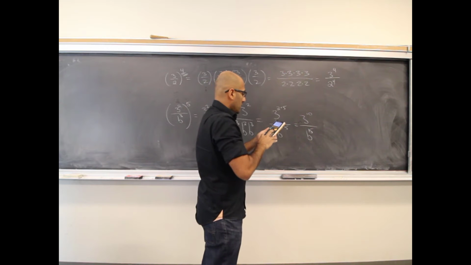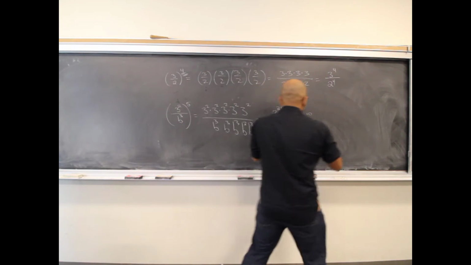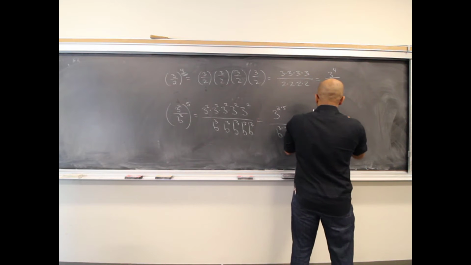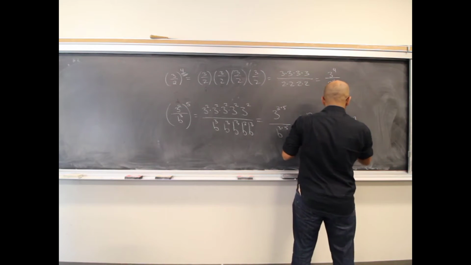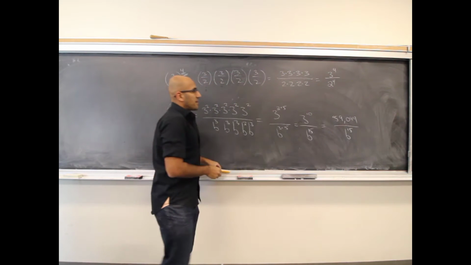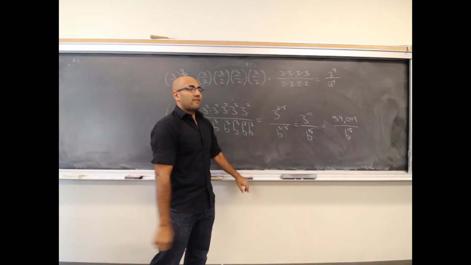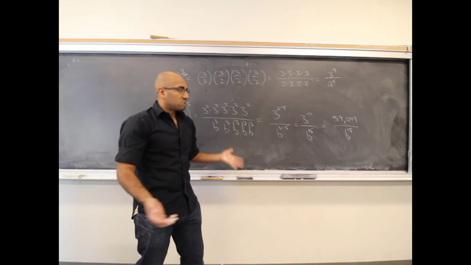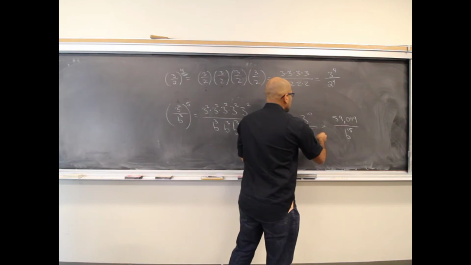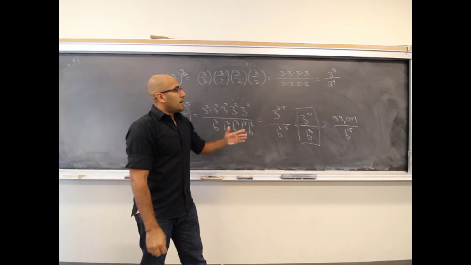3 to the power of 10 is 59,049 over b to the 15th. Okay, so what looks better? 59,049 divided by b to the 15th, or 3 to the 10th over b to the 15th? Okay, maybe it's a little close. I think at this point it looks better that way.